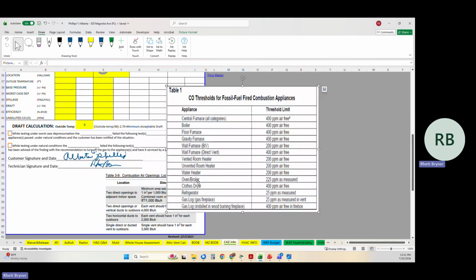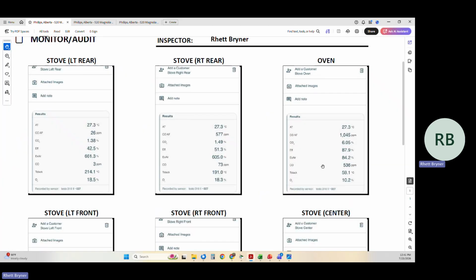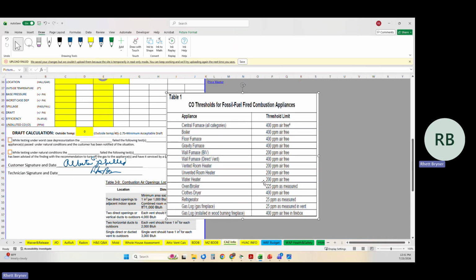All right. So you can see oven right here, 225 parts per million as measured. So what that means when it says as measured, that is strictly just carbon monoxide. All right. So that's that number right there. In this case, we have 536. So this oven actually failed our test. All right. So I'm going to take a note, and we're going to enter that as something that needs to be corrected whenever we come out to do the weatherization.